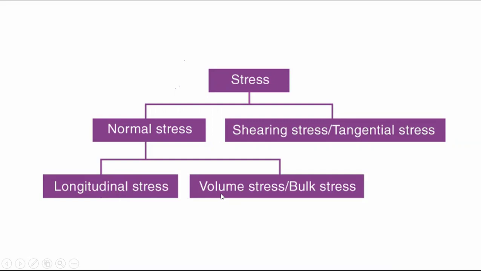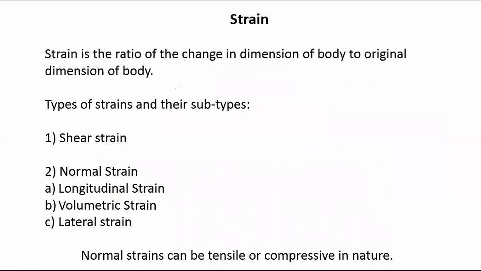Third one is volumetric stress or bulk stress, which is caused due to the volumetric strain generated. We are going to discuss this also, what is strain and what is the volumetric strain. Because of that strain, the stress developed inside the material will be called volumetric stress or bulk stress. The other stress which is also important is shearing stress or tangential stress. We will discuss these things one by one.